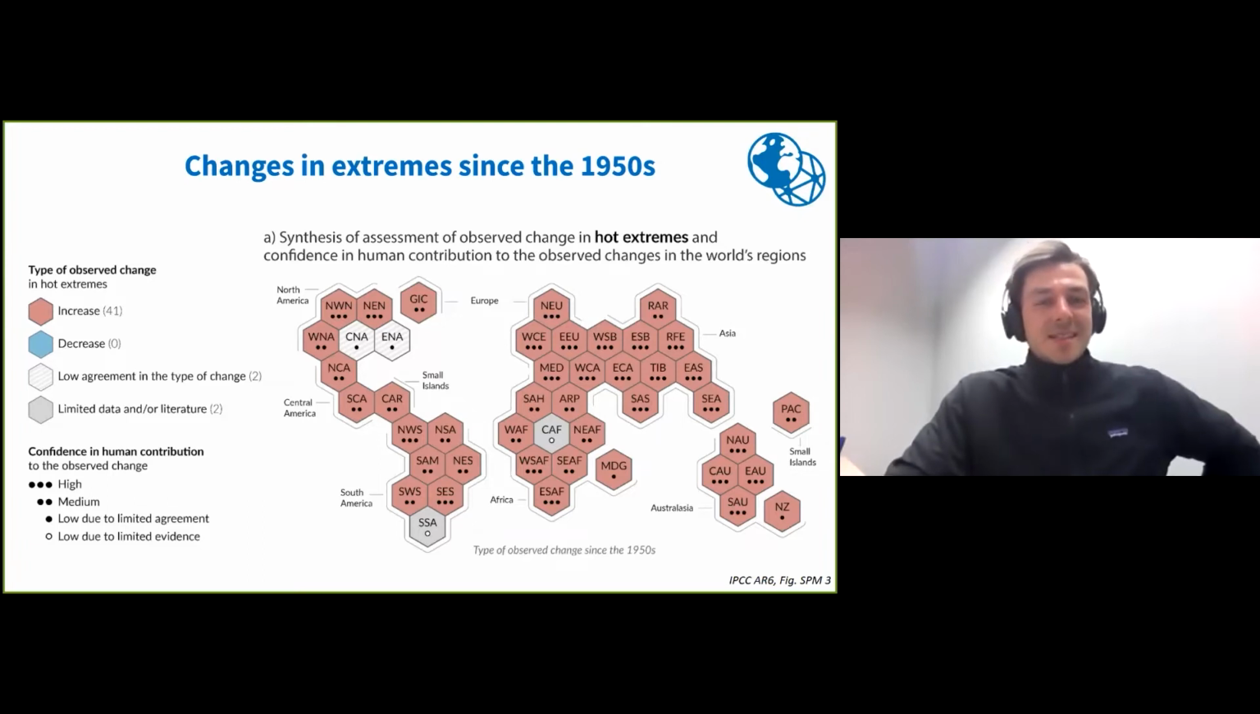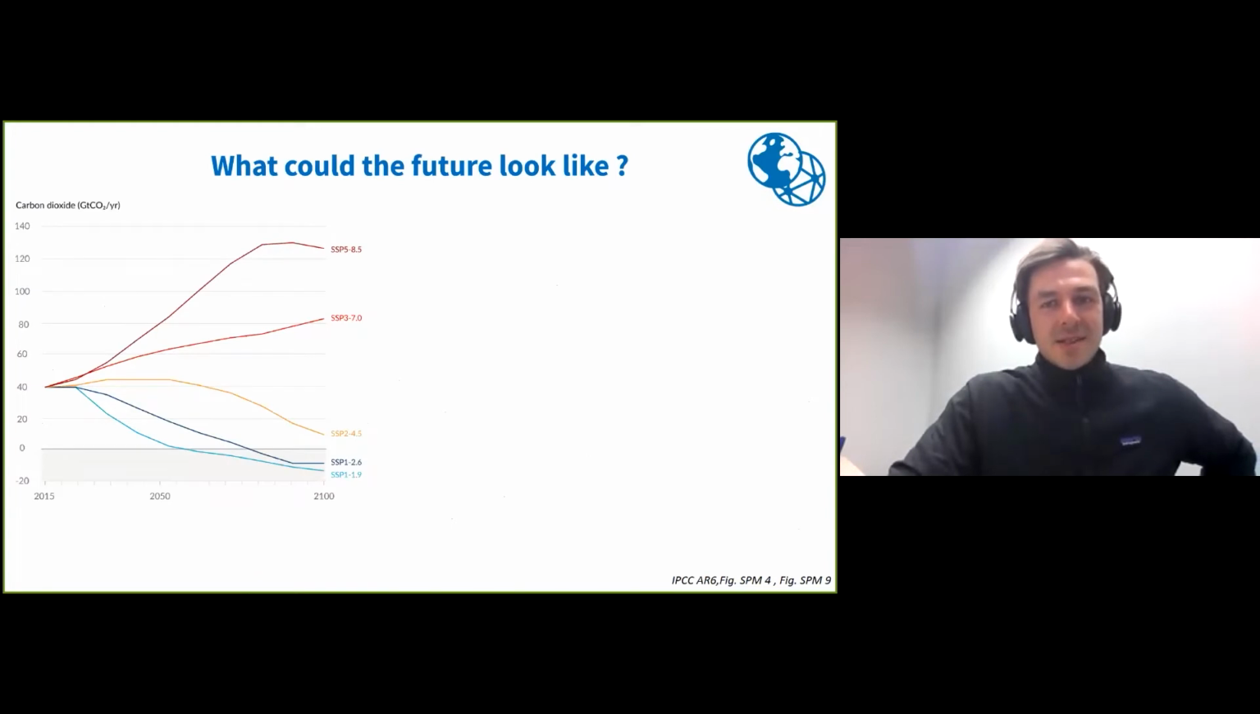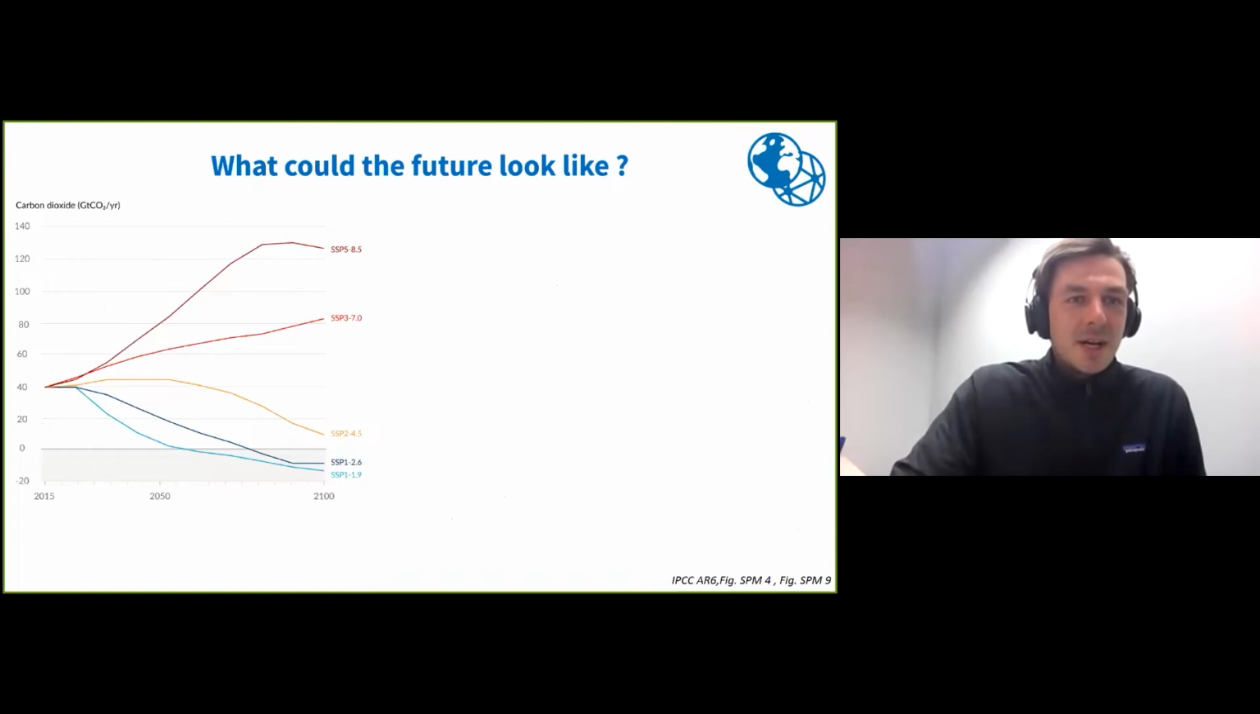Okay, so this is the current state. Most of you are probably familiar with that, but how can the future look? Also in the IPCC report, the authors tried to answer this by creating different socioeconomic scenarios. What you can see here is the carbon dioxide emissions in gigatons per year for different economic pathways that we as humanity can take.